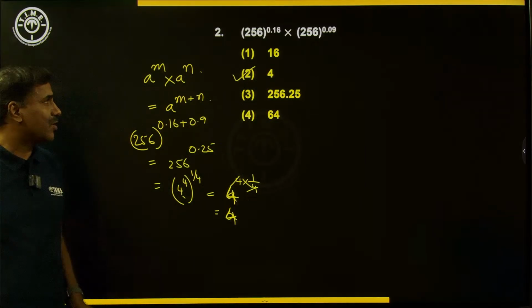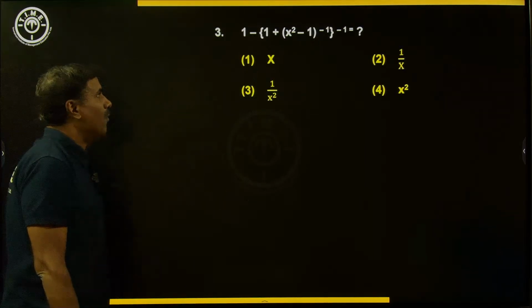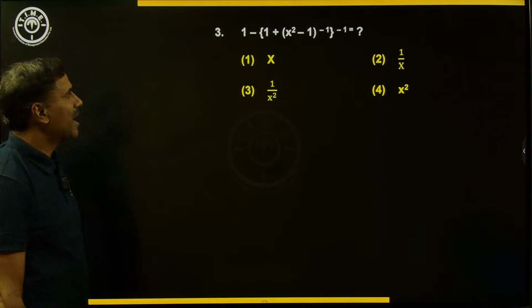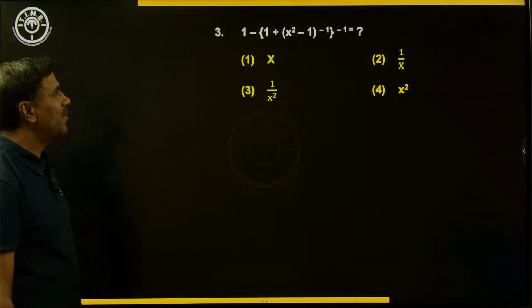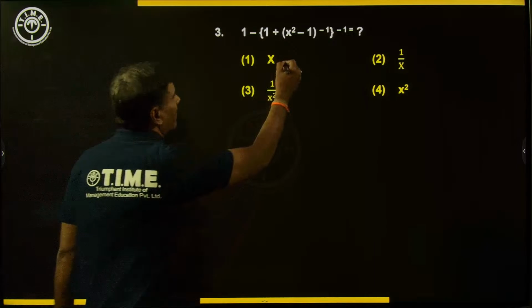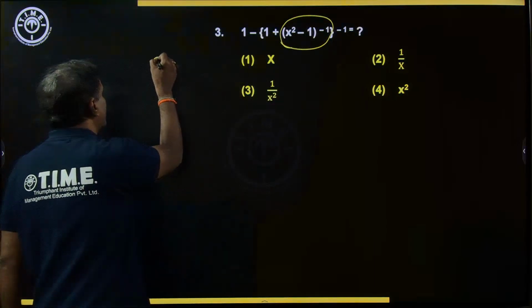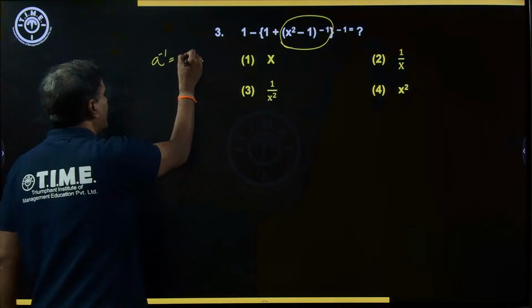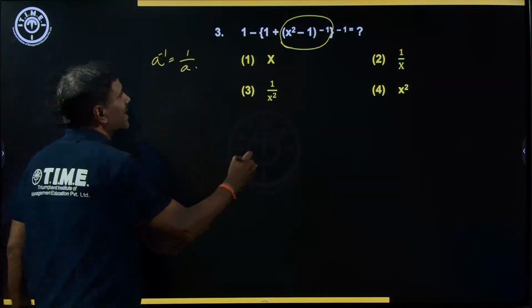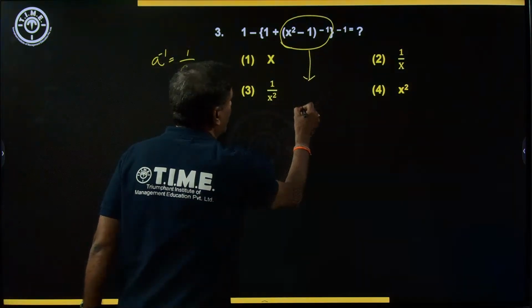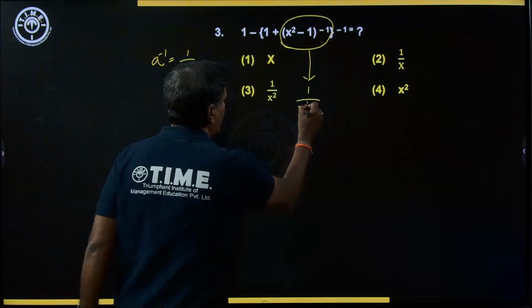So let's look at the next question. 1 minus (1 plus (x square minus 1) to the power of minus 1) whole to the power of minus 1 is equal to how much? If you are observing, for this one we already have minus 1, and we know from the indices part that a power minus 1 is nothing but 1 by a. So we can write this as basically 1 by x square minus 1.